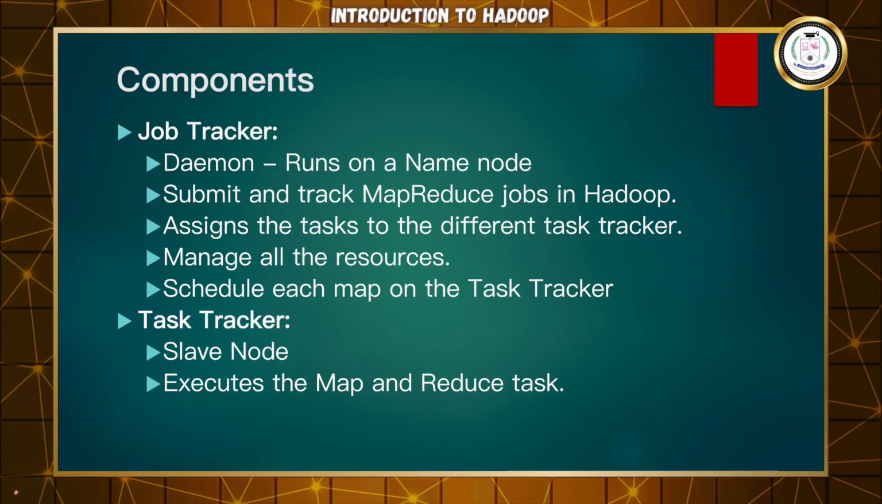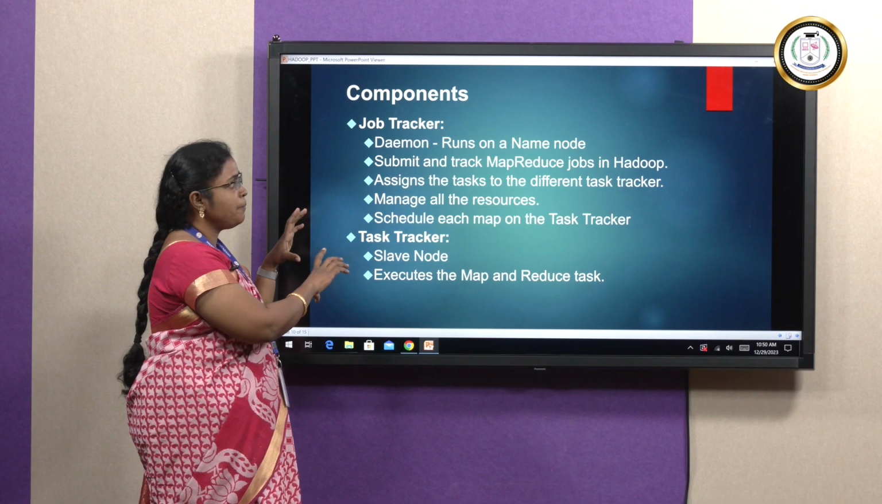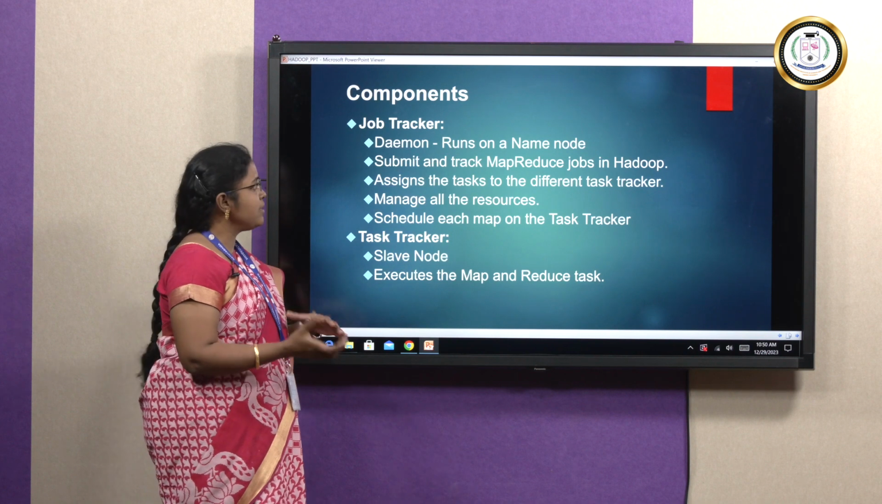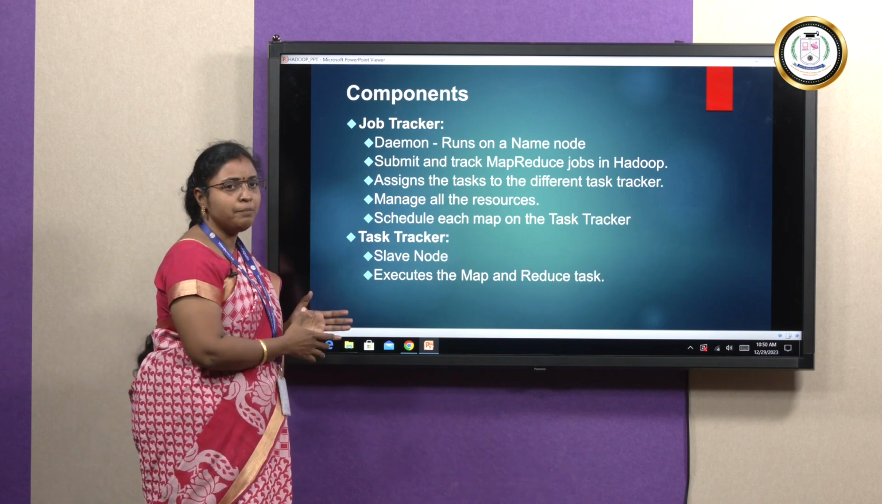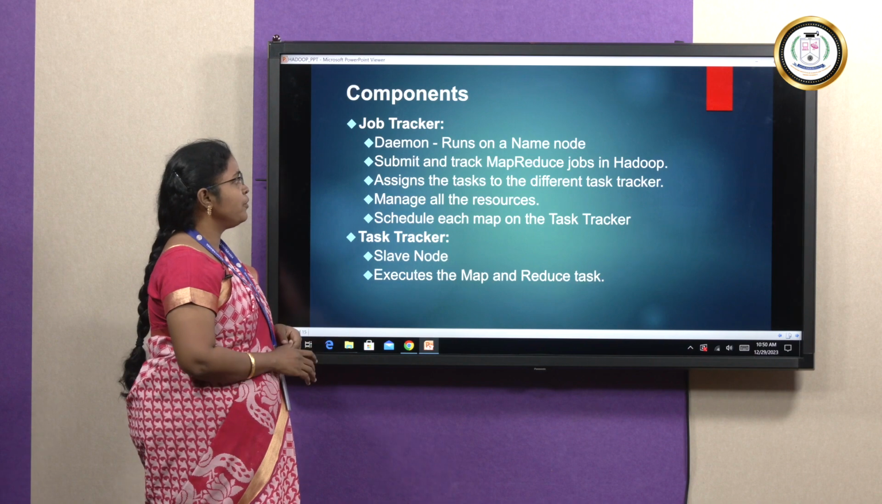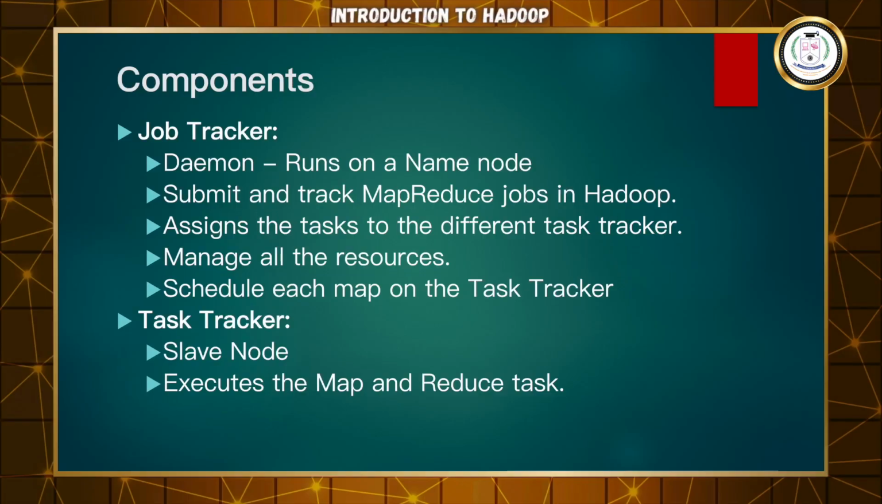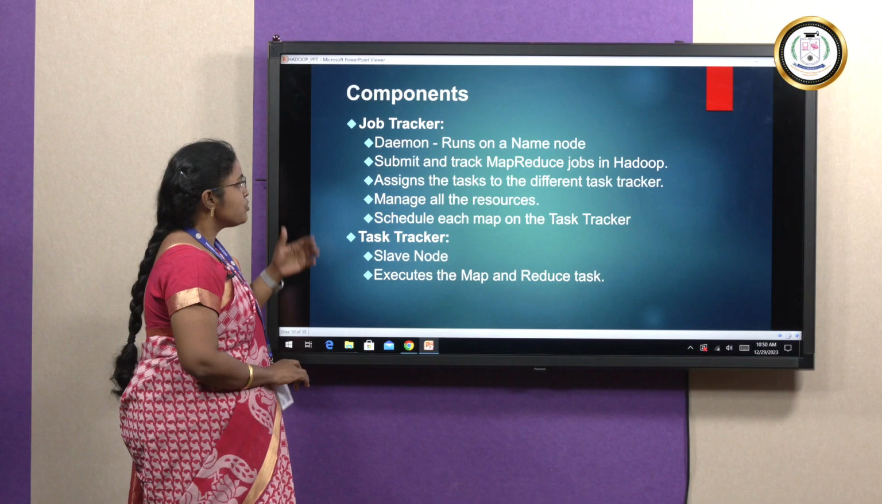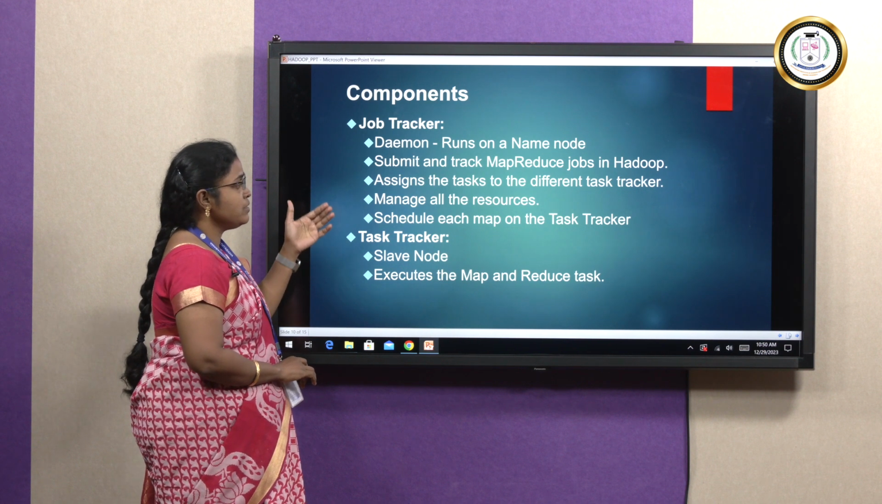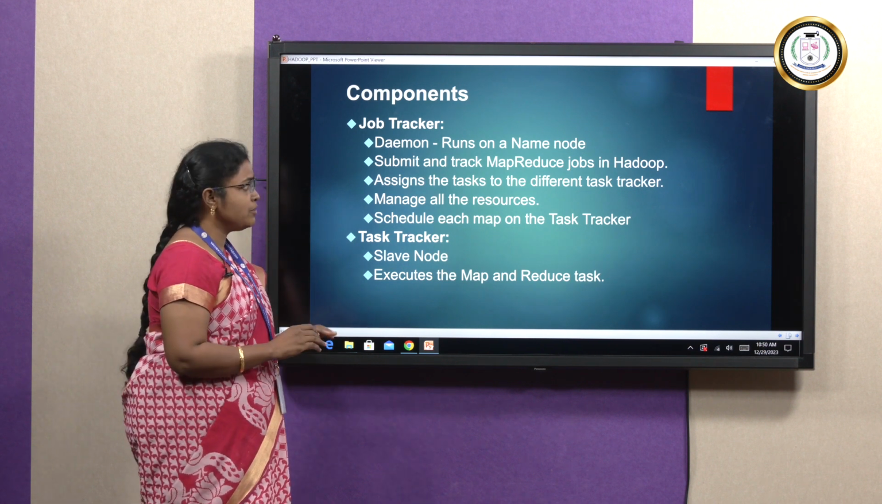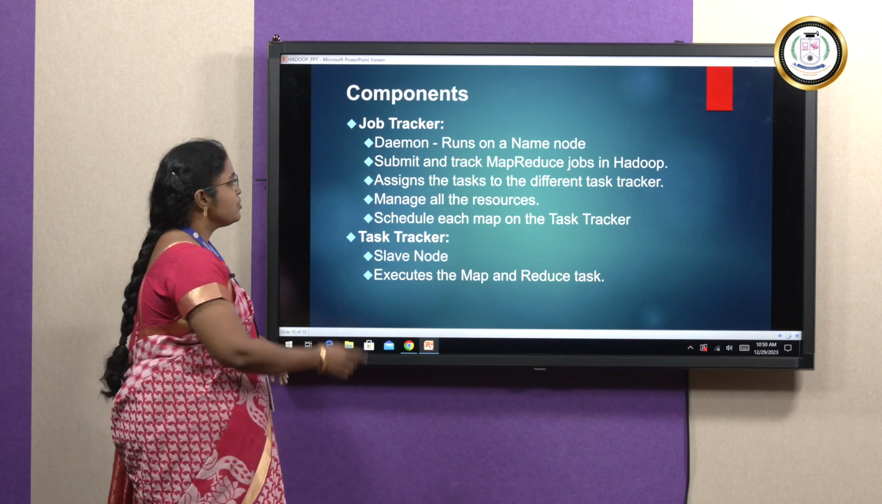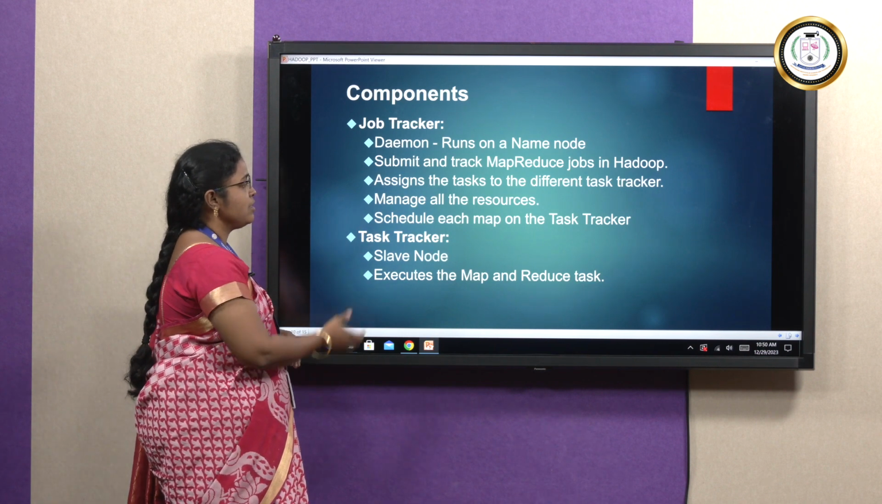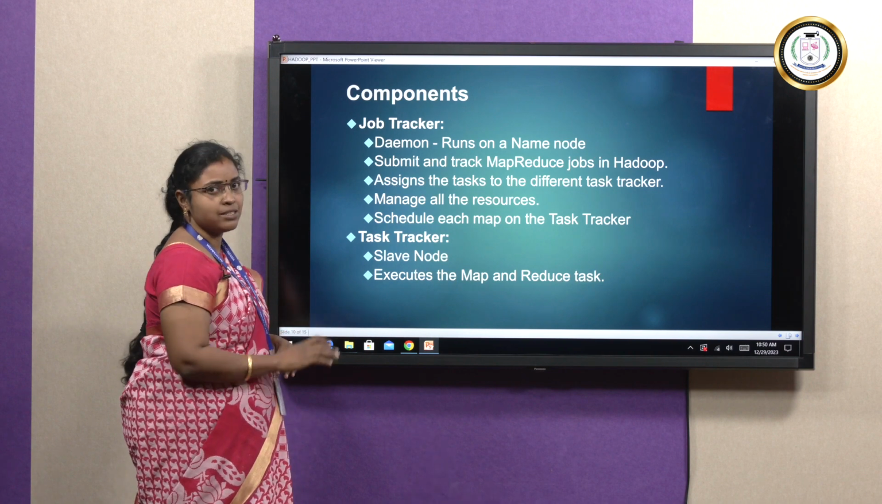Then the components of MapReduce: one is the job tracker, another one is the task tracker. Generally, the job tracker acts like a master. The master is a background process, that is a daemon process, that runs on the name node of the master system. It submits and tracks the MapReduce jobs for each task tracker in the Hadoop cluster. The work of the job tracker is to assign tasks to the different task trackers. It manages all the resources and schedules each map on the task tracker also.